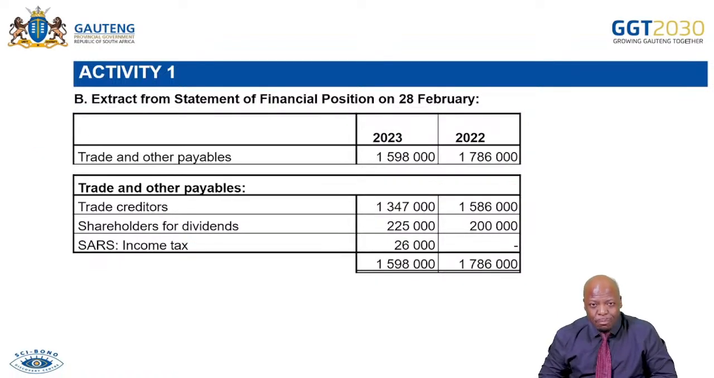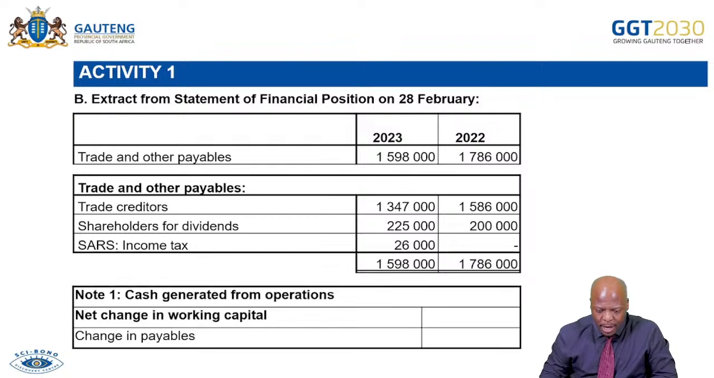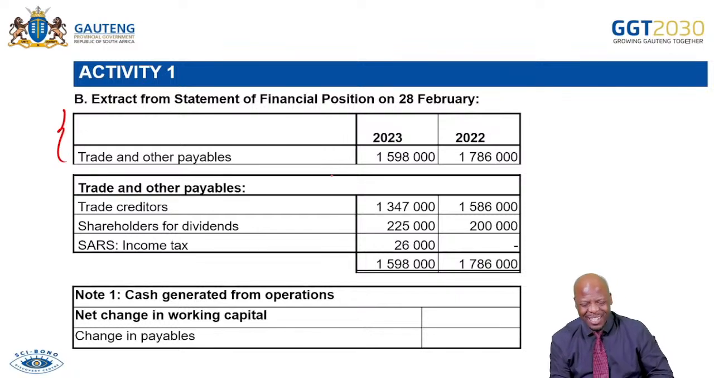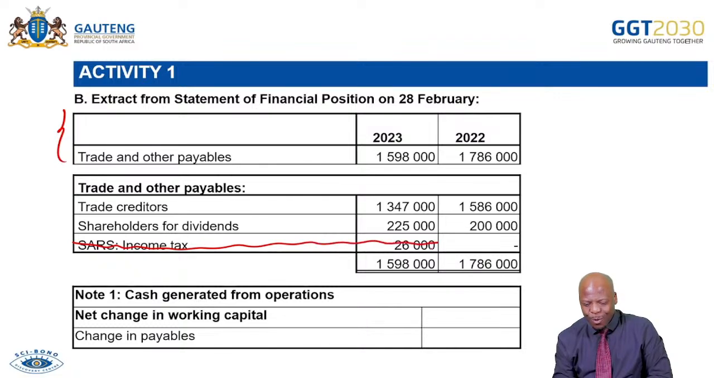Trade and other payables. All right. I'm going to record my trade and other payables there. I'm going to ask you, do I use these figures here at the top? Certainly not. Okay. Why not? Because in the figures down here, you have what? SARS income tax. What do I do? I draw a line across it. I'm not going to include it. As well as your shareholders for dividends. You're going to draw again another line across that. All right. Why?